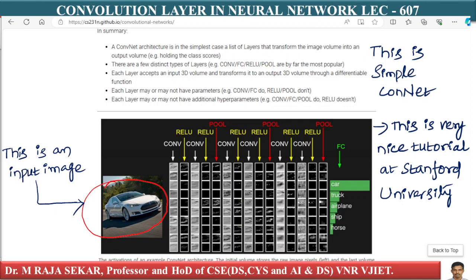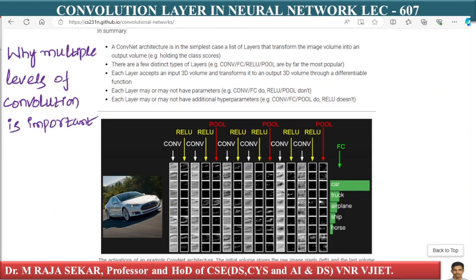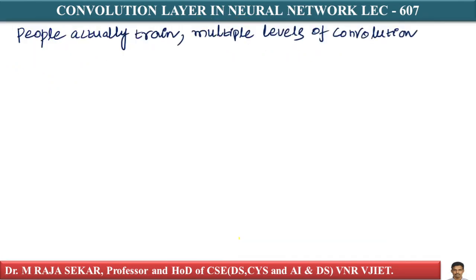This is one diagram I wanted to explain. This is a very high level explanation. I will show you why multiple levels of convolution is important, isn't it? So what happens in practice is people actually train multiple layers of convolutions, multiple levels of convolution.